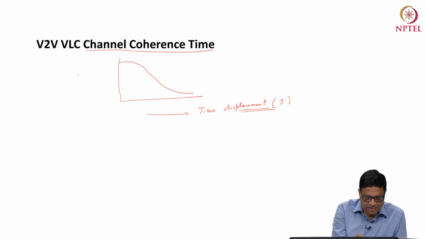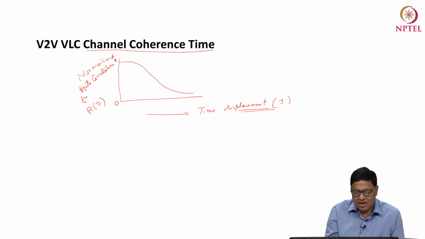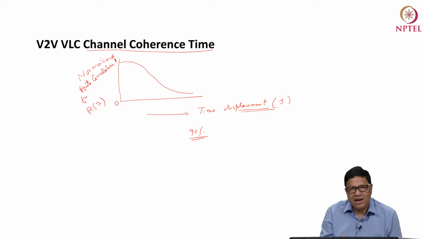Here it is again, let me call this the normalized autocorrelation function, R tau. So this will be 0 to 1, normalized here. There are two ways of defining coherence time. Either you use 90% correlation, that is, the channel has changed by only 10%. The other is 50%, a broader definition, where the channel has changed by 50%.